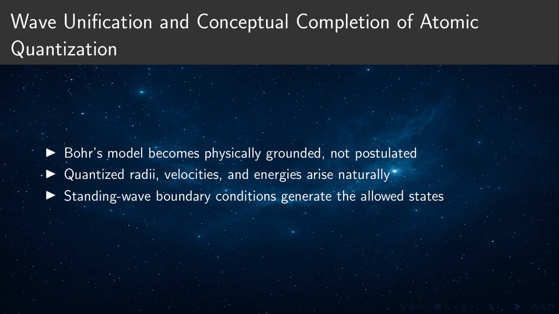This reformulation transforms Bohr's atomic model from a phenomenological postulate into a physically grounded wave system. What Bohr introduced as discrete allowed orbits is naturally derived from de Broglie's matter-wave hypothesis, in which the quantized radii, velocities and energies emerge as direct consequences of standing wave boundary conditions.